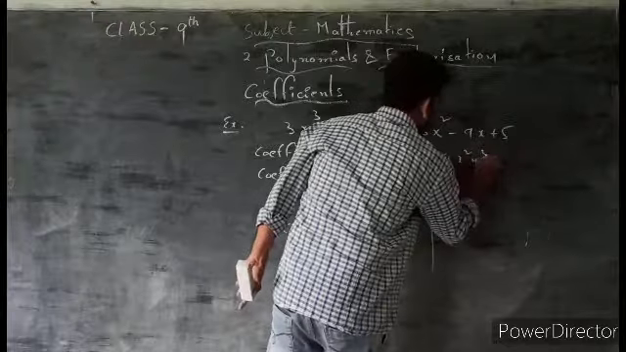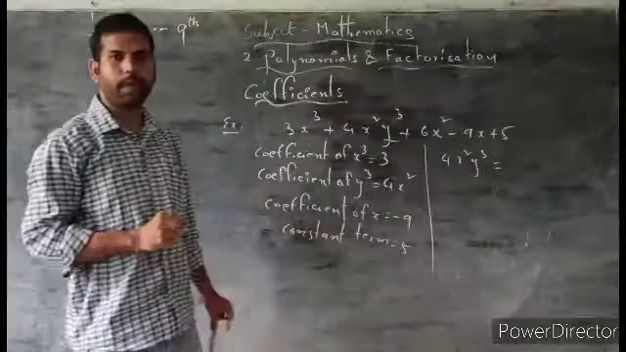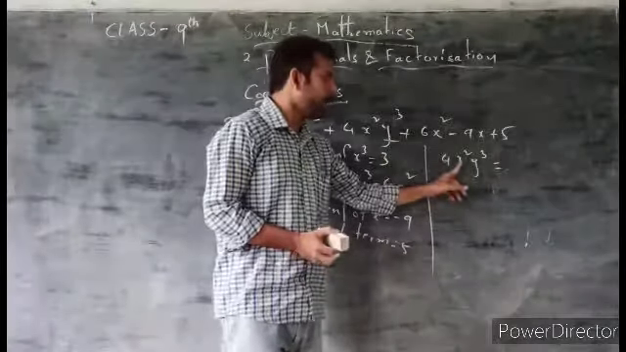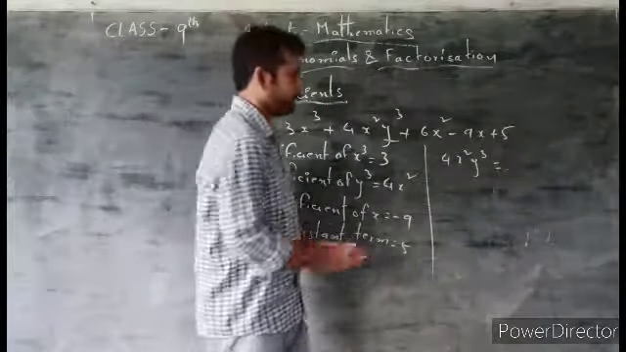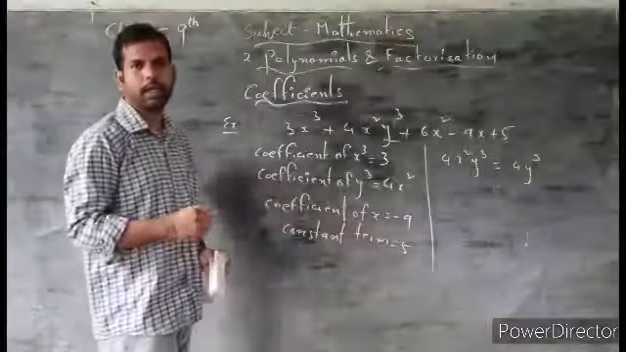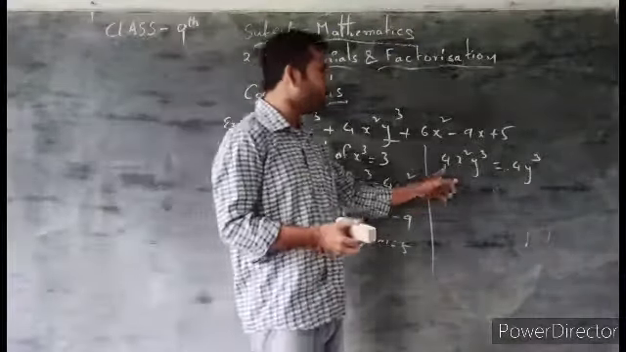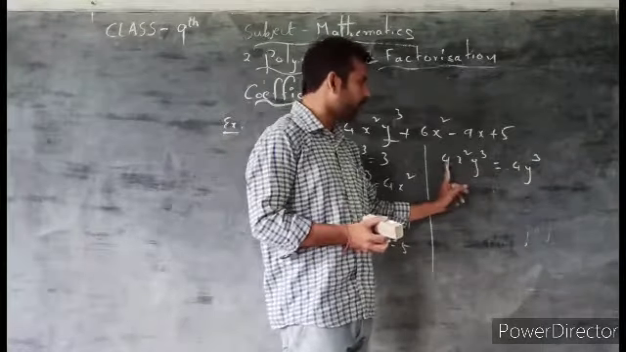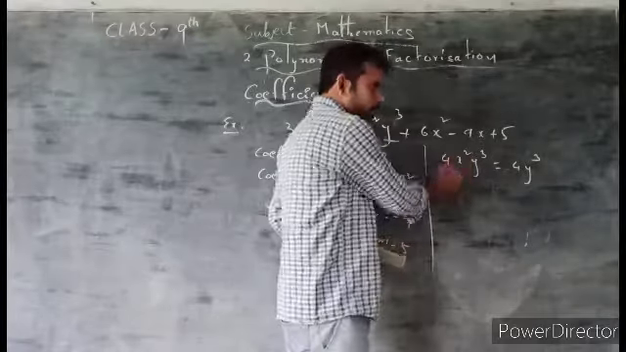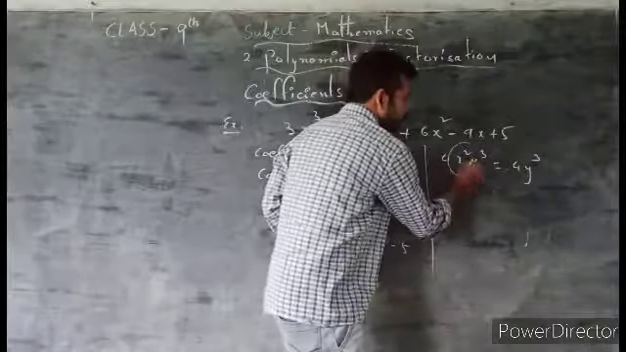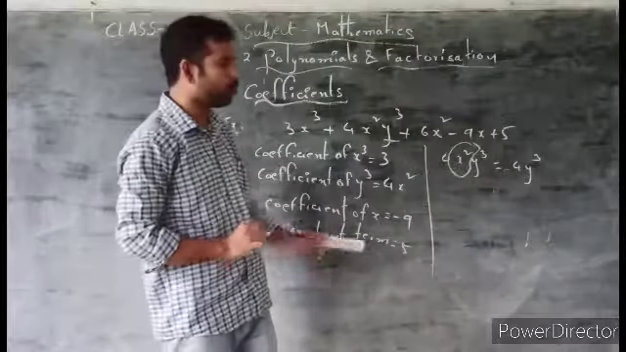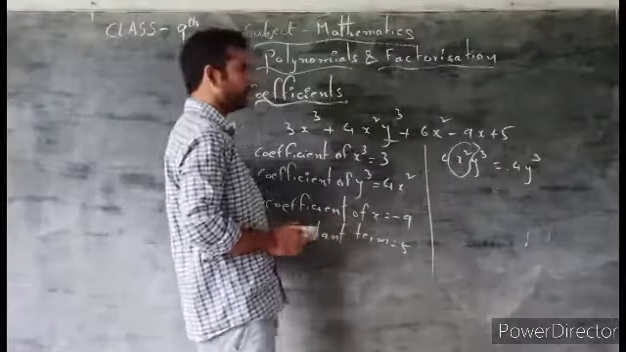In the monomial 4x square y cube, the coefficient of x square is 4y cube. A single term is called a monomial. So the coefficient of x square in 4x square y cube is 4y cube. It is a monomial term, a single one.